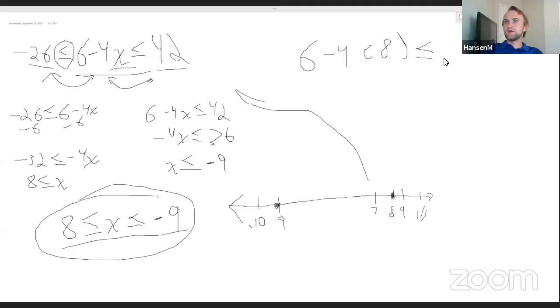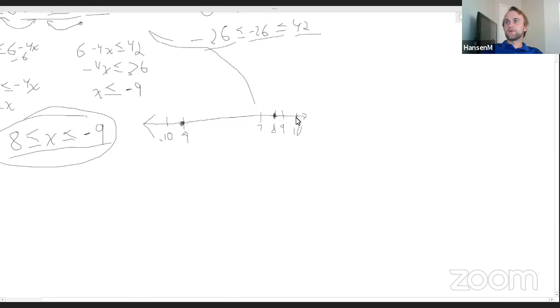is less than or equal to 42, and then is greater than or equal to negative 26. So you'd have 6 minus 32, which, as we saw before, is negative 26. So you have negative 26 is less than or equal to negative 26, which is less than or equal to 42. So both sides of this inequality are true. We know that negative 26 is equal to negative 26 over here, and we also know that negative 26 is a smaller number than 42.